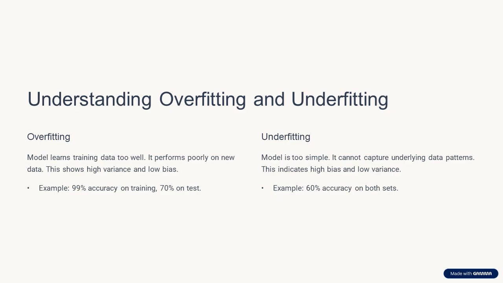In the realm of deep learning, our primary goal is to develop models that generalize well to new, unseen data. However, two common pitfalls can hinder this: overfitting and underfitting.